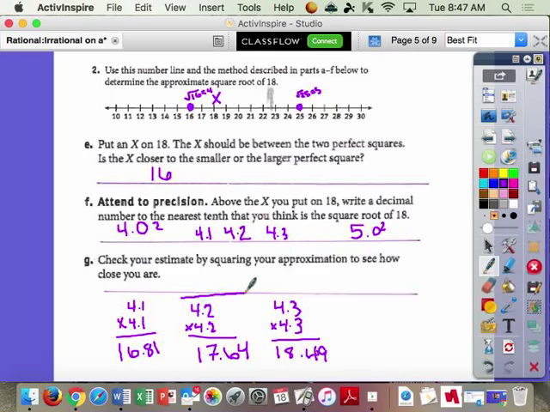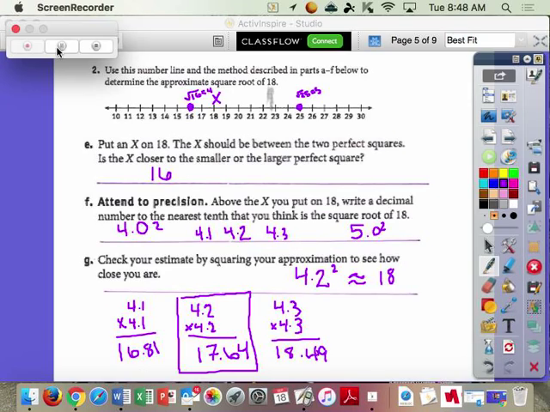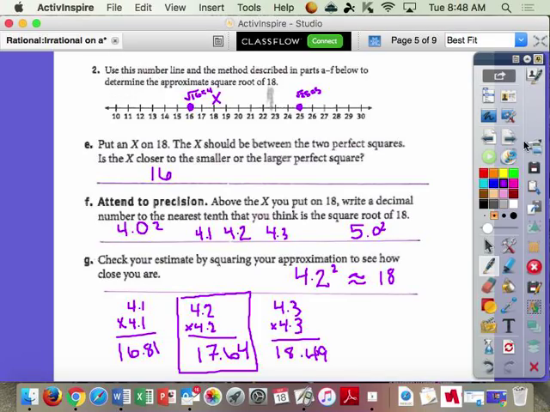So, 4 and 2/10 squared is going to be about, if you were to round this, 18. It's a little bit off. All right, so, again, if that makes no sense, hang tight, okay?